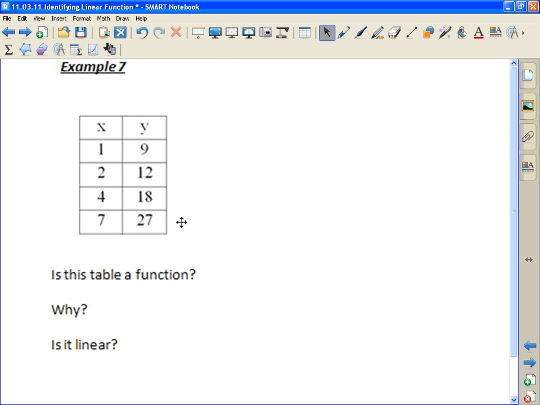So on a table, what you have to do, first of all, ask, is the table a function? Remember from a minute ago, we decided that a function is when your x does not repeat. So here, all of my x's are different, so therefore it is a function. And the reason is x doesn't repeat. And then it says, is it linear?